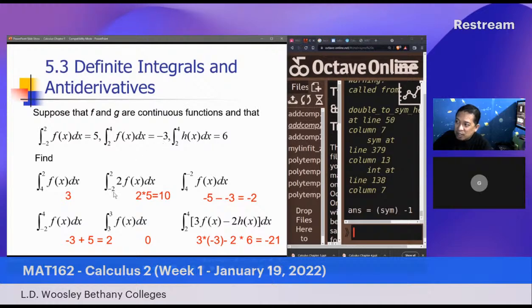Ayan. How about negative 2 to 2? So meron kang factor of 2 diyan. 2 times 5 is 10. Tama nga naman. And then you have 4 to negative 2. So meron kang negative 2 to 2 which is reverse. Pag reverse mo yan is negative 5.